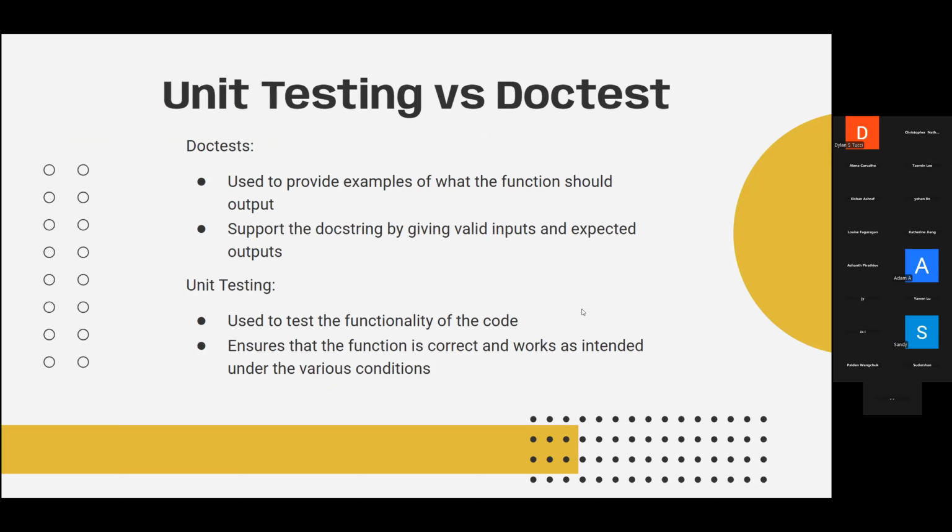So some of you may be wondering what the difference between doc tests and unit tests is. Doc tests are basically used to provide examples of what the function should output, and they basically will support the doc string by giving valid inputs and expected outputs. On the other side, unit testing is used to test the actual functionality of the code, and this will ensure that the function is correct and works as intended under various conditions. So doc tests are basically just to strengthen the doc string, and unit tests are actually used to test the code and see if it works under all conditions.